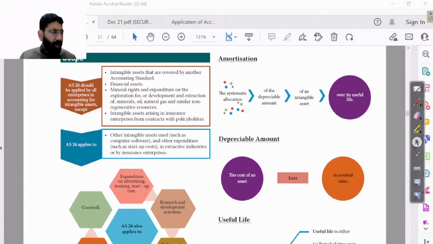There is no salvage value. Manoj says, in case of intangible asset, there is no salvage value. Yes, I have to say it because this point had never come to my mind, but this is the right thing. AS21 is not in our syllabus. Exactly, beta.